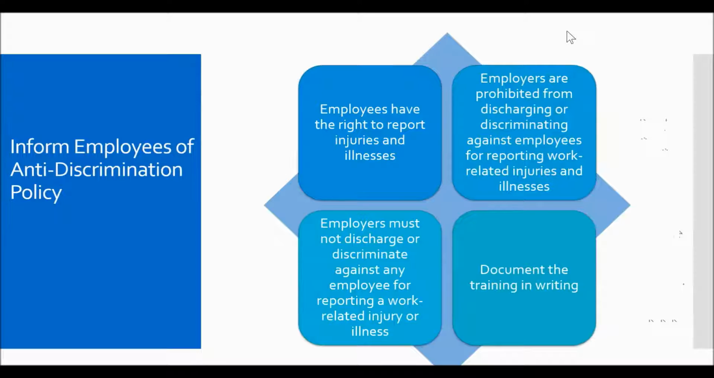I don't care what you say. You're dealing with a government agency, and it doesn't just have to be OSHA. It can be the Bureau of Workers' Compensation, the Ohio Department of Job and Family Services, the Ohio Civil Rights Commission, whatever agency, you have to have documentation. So whenever you do training in informing the employees of this policy, you must document it, have it in writing.